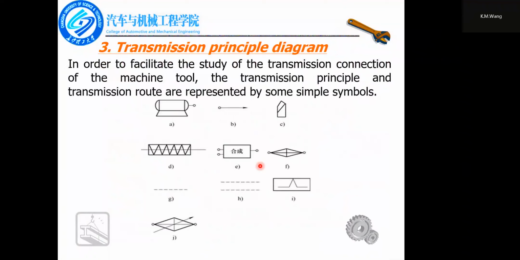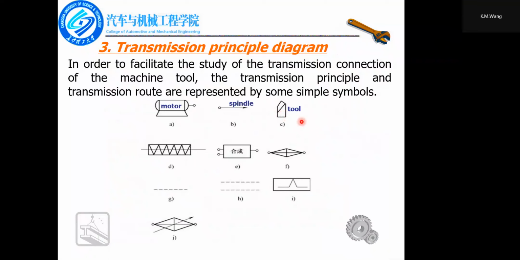And then is the transmission principle diagram. This is in order to facilitate the study of the transmission connection of the machine tools. The transmission principle and the transmission route are represented by some simple symbols. The first is the motor. This is the motor, and this is a spindle. This is a spindle, and this is the tools.